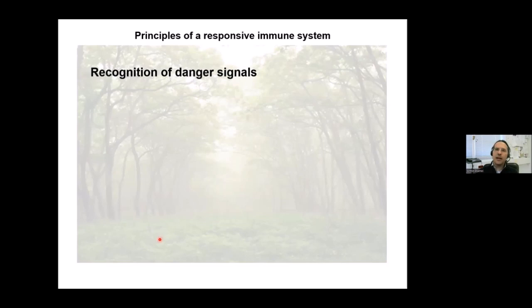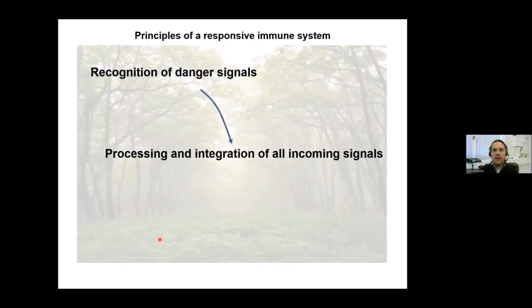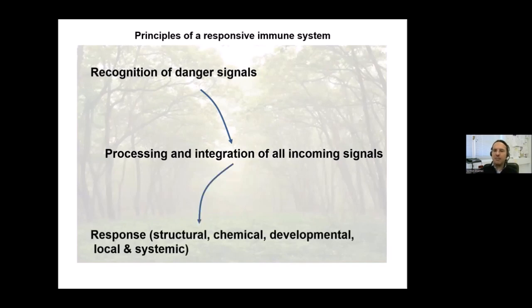You need to recognize what is self and what is non-self, or what is unusual self, for example, a degraded cell wall of your own. And then these signals need to be further transported within the cell. You have processing and integration of all kinds of incoming signals. And then a decision needs to be made on how to react. So the responses can be structural, chemical, or developmental, local and systemic, inside the plant.